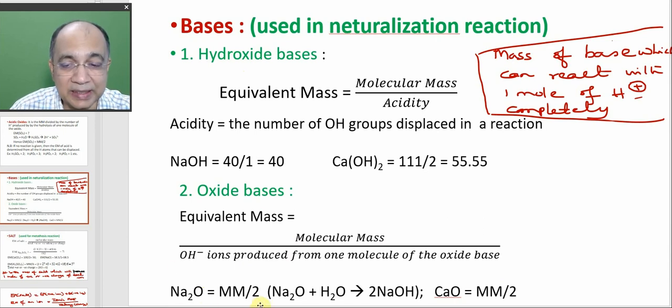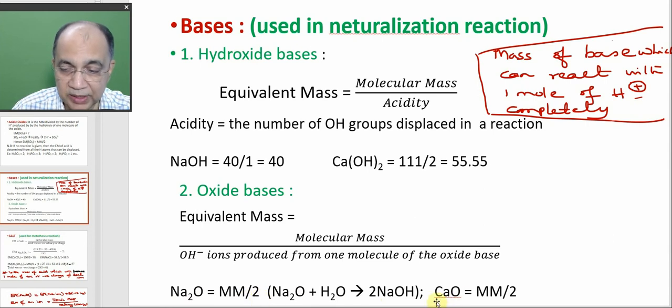What is the acidity factor that you will divide by? You react sodium oxide with water and see how many hydroxide ions it is producing. If you balance it, you find 2 NaOH. So one molecule of sodium oxide is generating 2 OH minus ions. So the factor is 2 here. In the case of sodium oxide, the molecular mass is divided by 2.